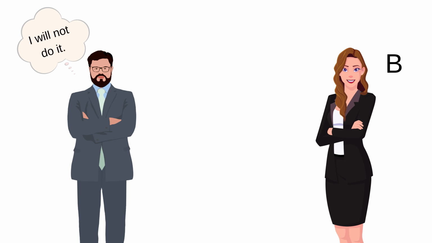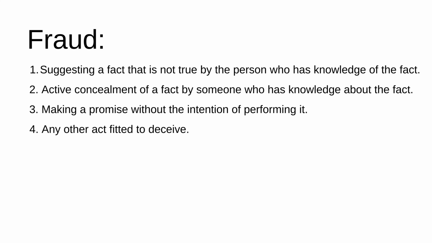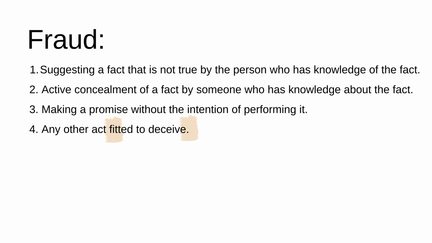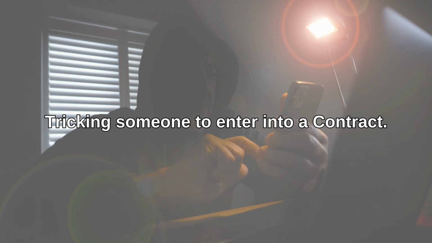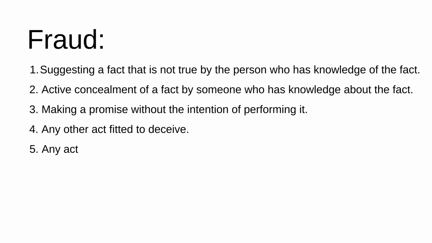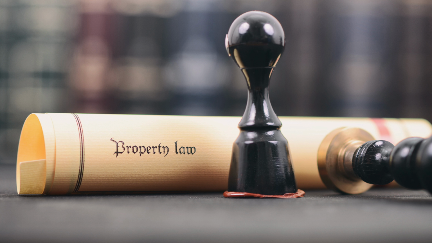Now, fourth point. Any other act fitted to deceive. This point is very generic in nature. You very well know that listing out all the types of acts that can be called fraud is not possible. So the legislators at that time included this provision. It is meant to cover all other actions by a party that include tricking someone into entering into a contract. And the last point is any act that is declared fraud by law. Some laws like the Transfer of Property Act declare certain acts as fraudulent by default.